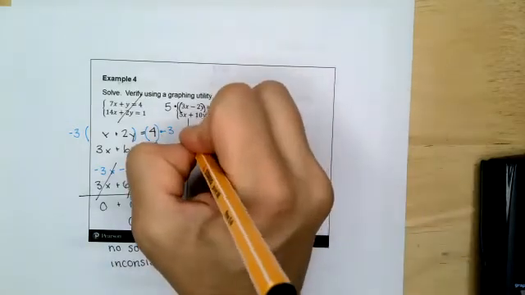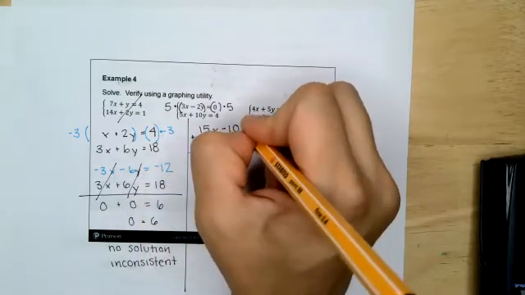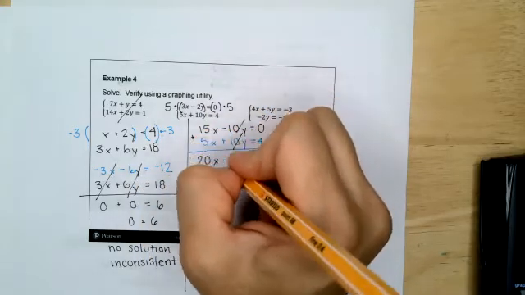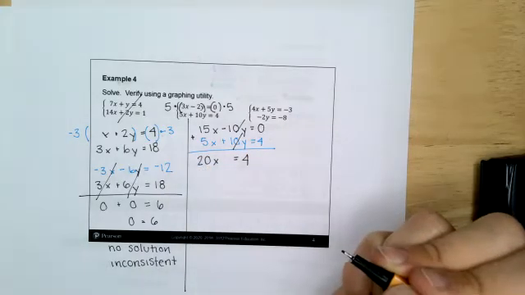15x and 5x, because we're combining them, is 20x. Negative 10y and positive 10y cancel out, equals 4 plus 0 is just 4.